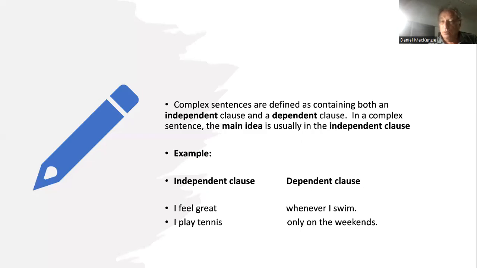Complex sentences are defined as containing both an independent clause and a dependent clause. In a complex sentence, the main idea is usually in the independent clause. Example, I feel great would be an independent clause because it's a complete sentence. Dependent clause in this case, whenever I swim, because by itself, it doesn't make any sense. So it depends on the independent clause, which is I feel great.